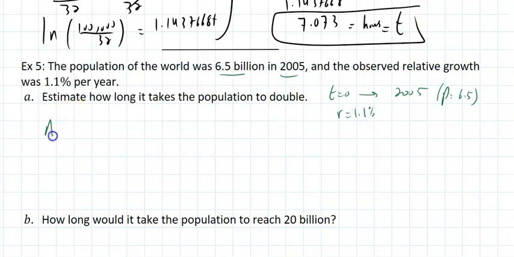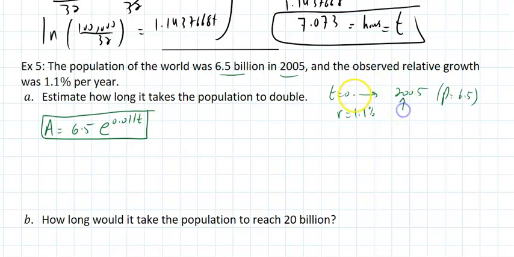So we know that the population after a given time is 6.5 e to the 0.011 t, where t is in years, starting with 2005 being 0. That will tell me the population of the planet at any given time. Estimate how long it would take the population to double. Well, 6.5 billion times 2 is 13 billion. So how long would it take until the population of this planet becomes 13 billion?